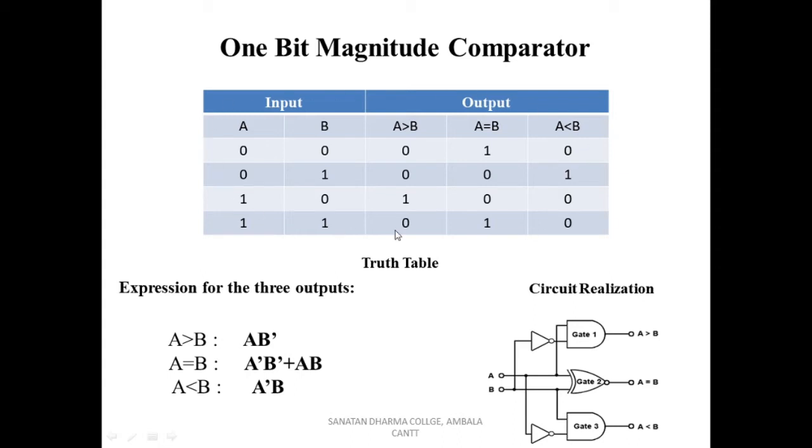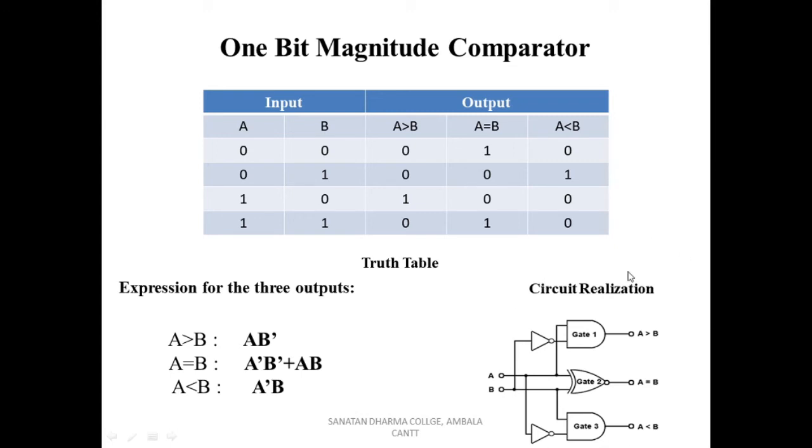So now we have completed the truth table and we will now generate the expressions. The expression corresponding to A greater than B, you can see only one output is high, so correspondingly it will be A B bar. For A equal to B, it is A bar B bar plus A B, and for A less than B, it is A bar B.